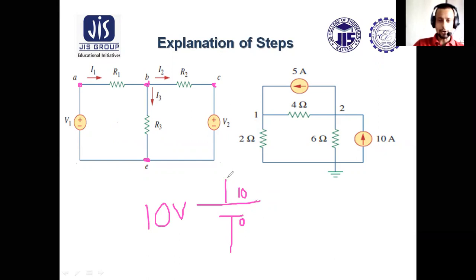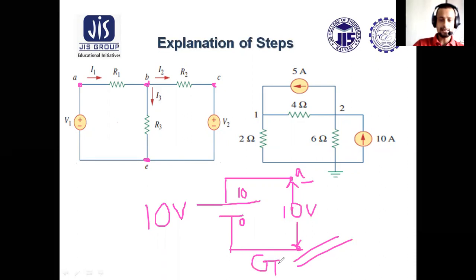So this point, suppose this is a node. This node A is having 10 volt with respect to this ground point. Voltage should be measured between 2 points. Now, this voltage should be measured for a particular point with respect to the ground terminal. Ground terminal G is generally at 0 potential.